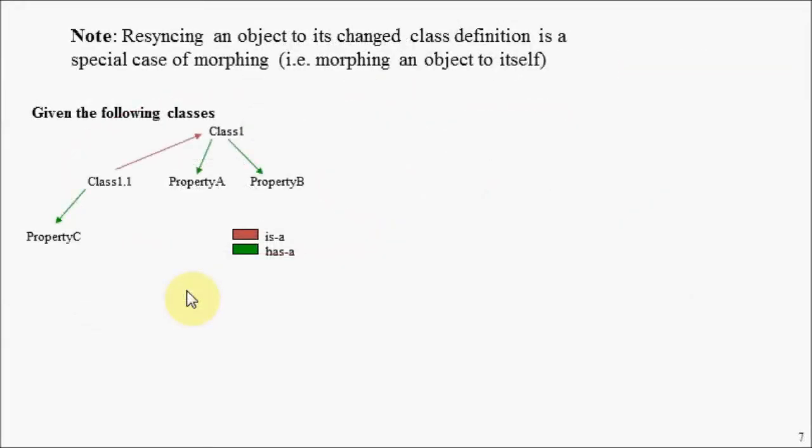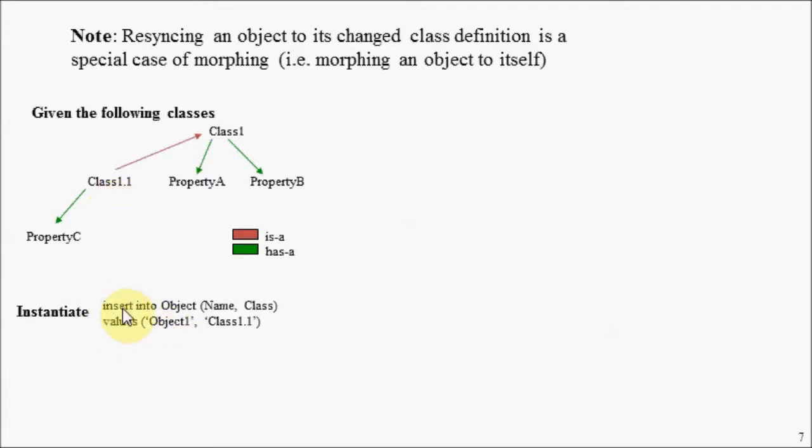Let's look at a clever use of the concept of object morphing. Imagine for a second that we have a class definition as follows. We have a class 1 with properties A and B. We have another class here called class 1.1 with properties C. And class 1.1 is a specialization of this more general class called class 1. Imagine we instantiate class 1.1. We create an instance called object 1 here.